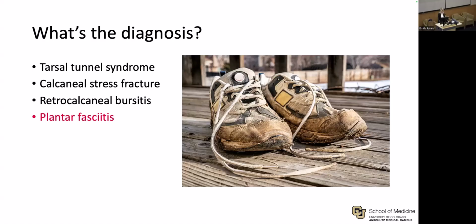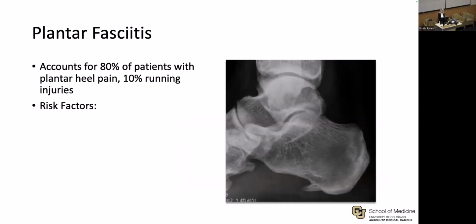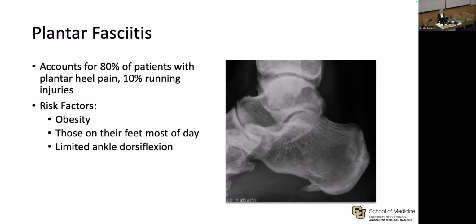And of course, the diagnosis here is plantar fasciitis, which accounts for 80% of patients who have heel pain, and it makes up 10% of running injuries. And the peak age of incidence is between 40 and 60 years, but it can occur in adults of all ages. Risk factors are similar to most of these overuse injuries, so obesity, people who are on their feet all day. If they've got limited ankle dorsiflexion, so they're not stretching out that plantar fascia very often, they're just going to have a tight plantar fascia, and that's going to increase their risk of plantar fasciitis as well.